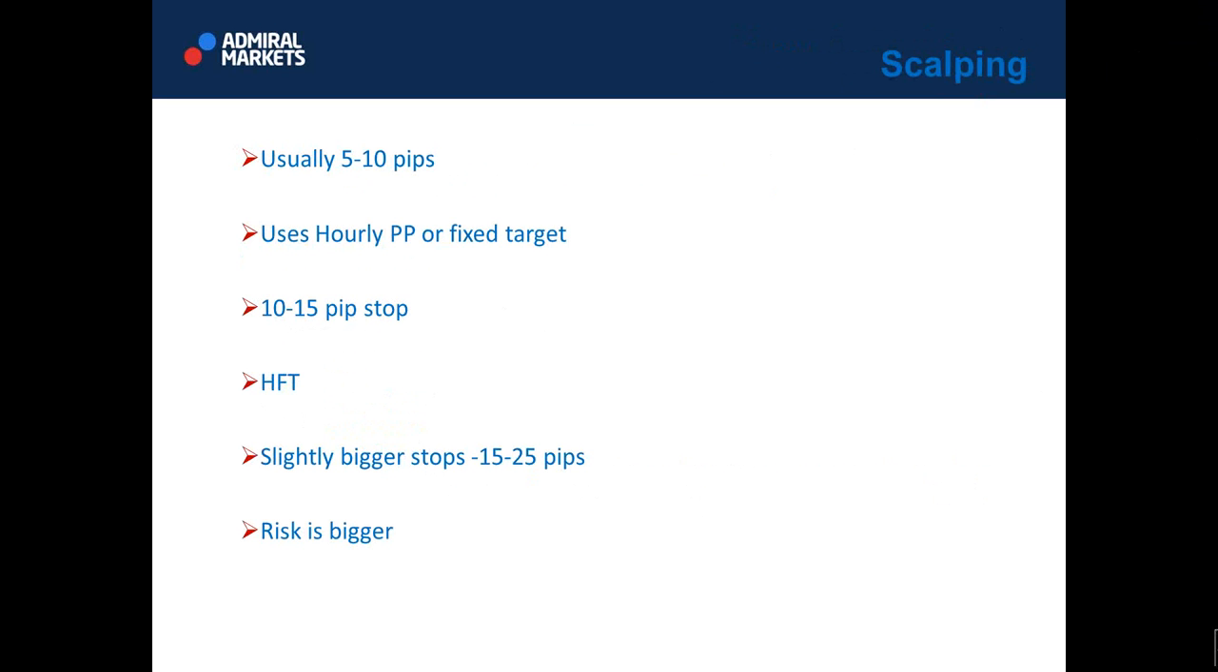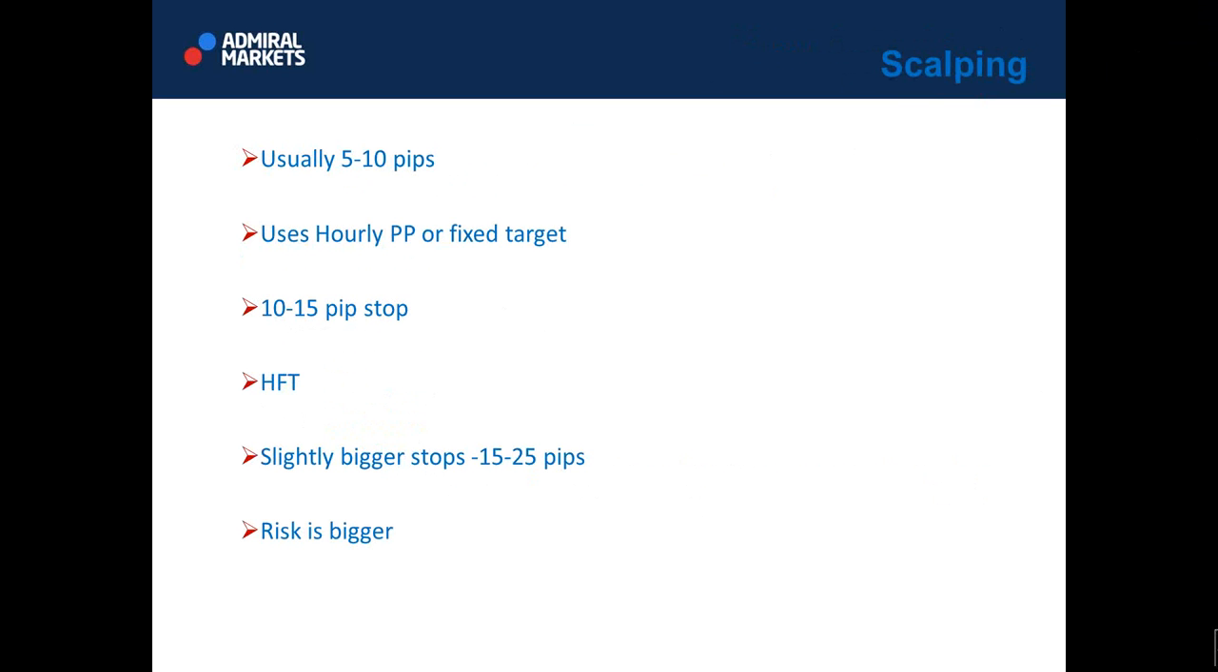And you will probably lose more. If you lose, you will lose 15 or 20. But 5 to 10 pips is something you should be aiming for. It uses hourly pivot points, at least how I do it, or a fixed target. I personally take those hourly pivot points when I scalp. The usual stop for scalping trades is 10 to 15 pips. If you make it below 10 pips, most of the time your trades will probably end up with 2 or 3 pips of profit or with a loss.